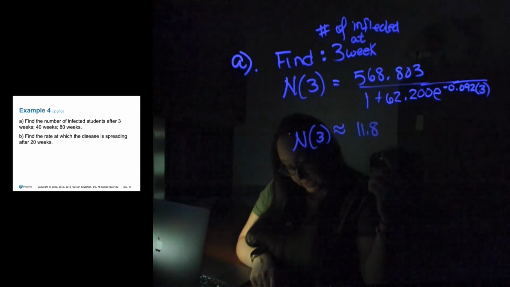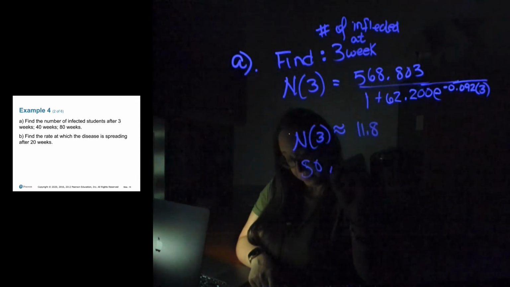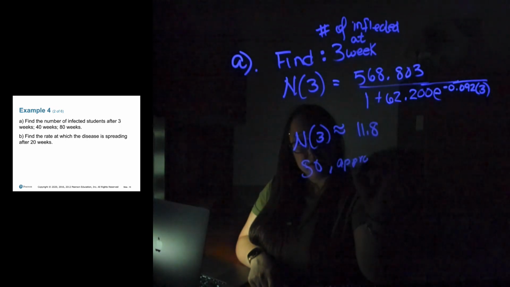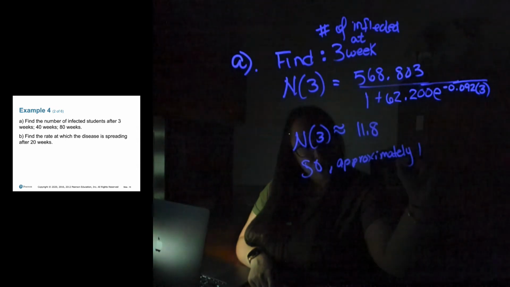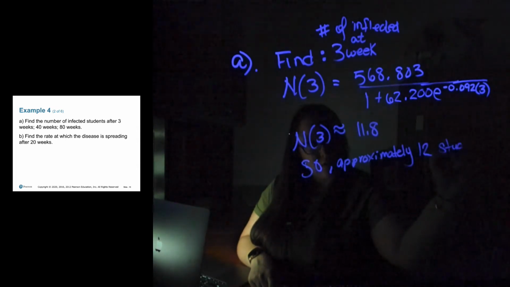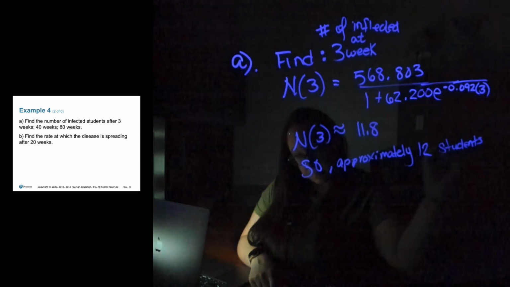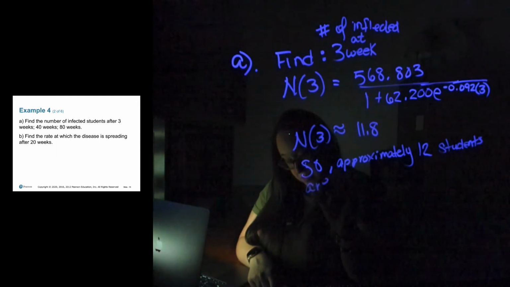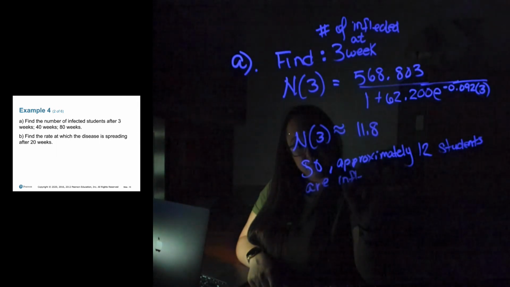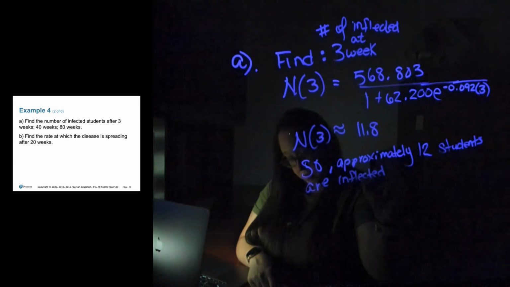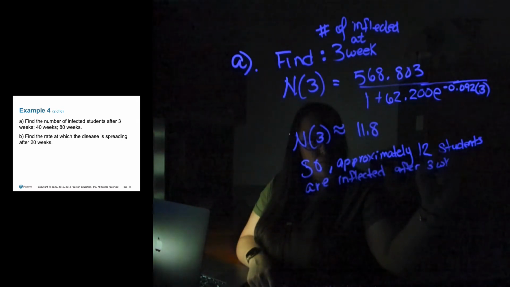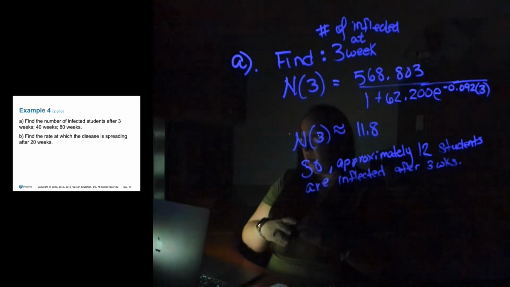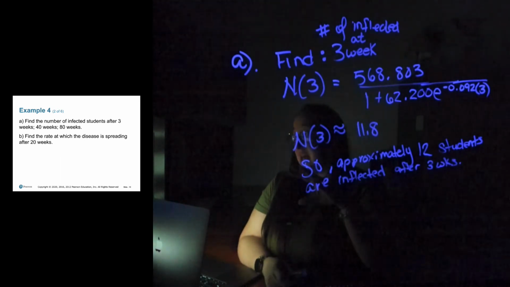So what does that tell me? That says approximately 12 students are infected after 3 weeks. So I want to make sure that we can understand exactly what this means.